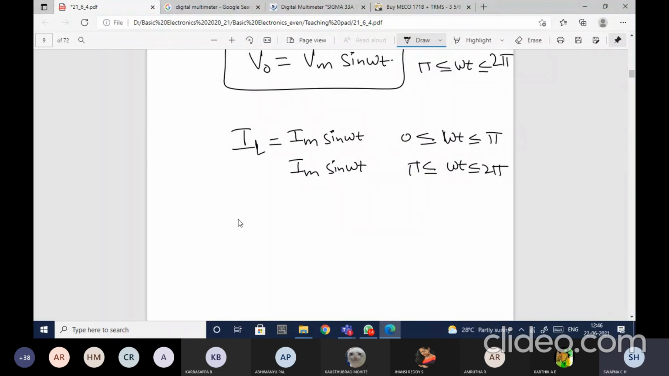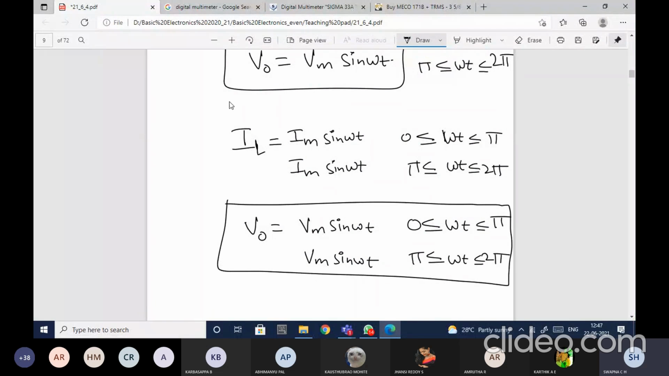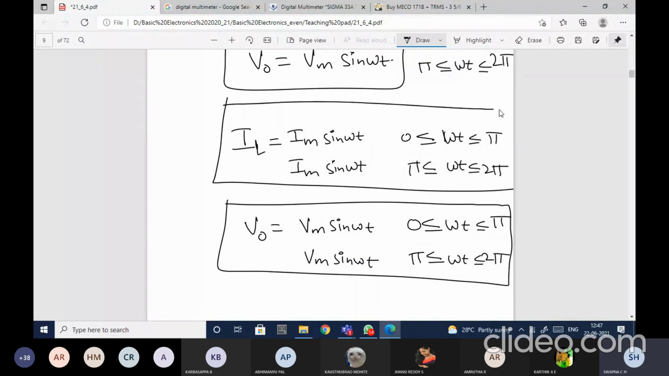Okay, so this is the current equation, and coming to the voltage V0 or VL, whatever it may be, it is across the load. It is Vm sin omega t with 0 less than or equal to omega t less than or equal to pi, and Vm sin omega t for pi less than or equal to omega t less than or equal to 2 pi. So these are the equations relating to the full wave rectifier. Okay, that's all for now. If anybody has got any doubts, please let me know.